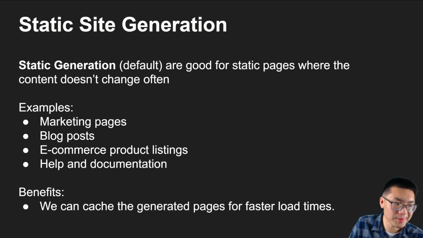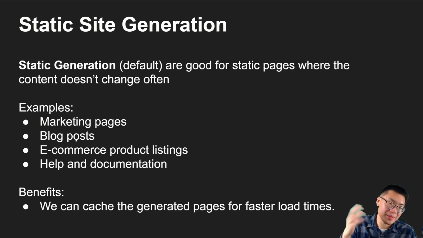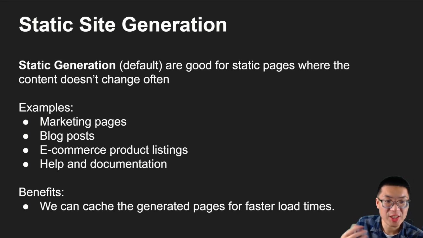Some examples where we can use static site generation are marketing pages and blog posts. I see that'd be dynamic, but we can still use SSG for it. It's recommended to use SSG for it. E-commerce, and maybe static help and documentation pages. A bad use case of static site generation is for things like social media websites, like Twitter, for example. We'll talk a bit more about this later, but anything that changes constantly, because we can only cache our data for the first time, and we'll see why.